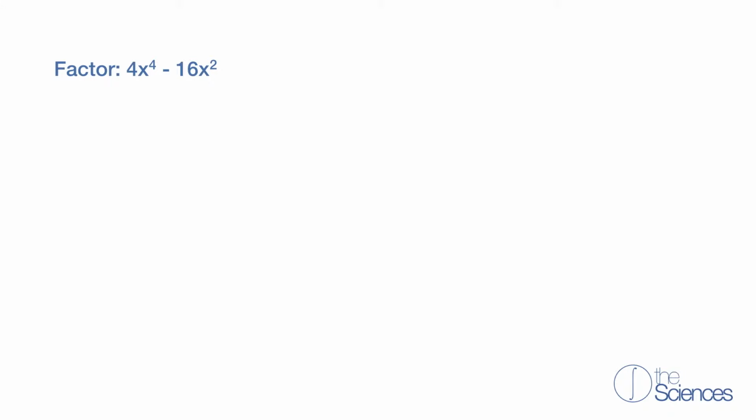Factor 4x to the fourth minus 16x squared. So our first step is to determine whether we have a common factor and factor out our greatest common factor. So here we're going to have our greatest common factor. We have 4x to the fourth minus 16x squared.